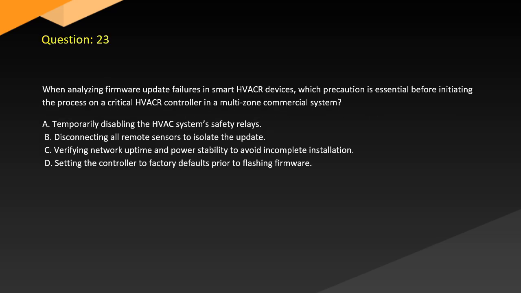Question 23. When analyzing firmware update failures in smart HVACR devices, which precaution is essential before initiating the process on a critical HVACR controller in a multi-zone commercial system? A. Temporarily disabling the HVAC system safety relays. B. Disconnecting all remote sensors to isolate the update. C. Verifying network uptime and power stability to avoid incomplete installation. D. Setting the controller to factory defaults prior to flashing firmware.